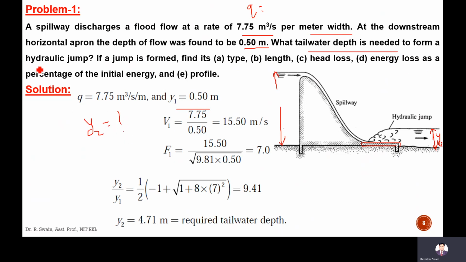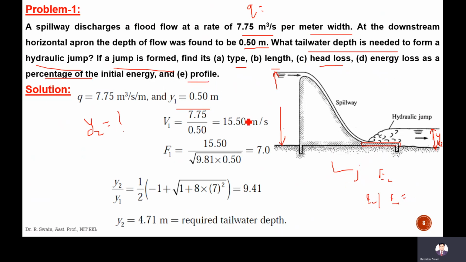Okay, to form a hydraulic jump. If a jump is formed, find its type, whether it's a steady jump, oscillating jump, undular jump, or strong jump. Then the length of the jump, that is Lj, is calculated. Then the head loss, that is the energy loss EL, for which we already discussed the formula. Energy loss as a percentage of the initial energy, that is the relative energy loss EL by E1, is calculated in percentage.